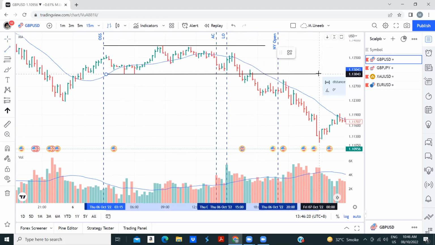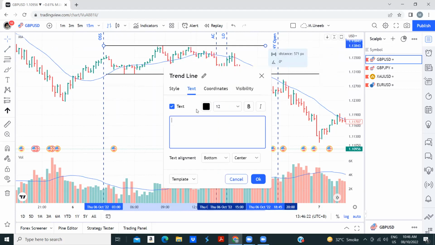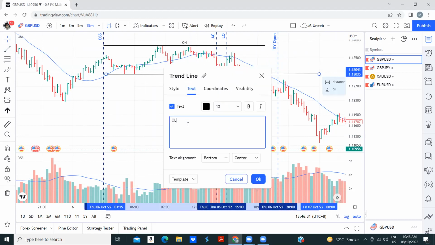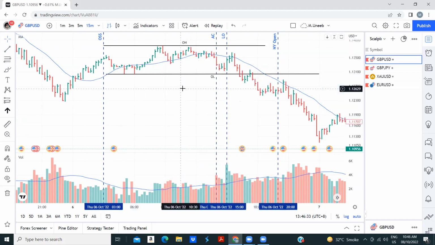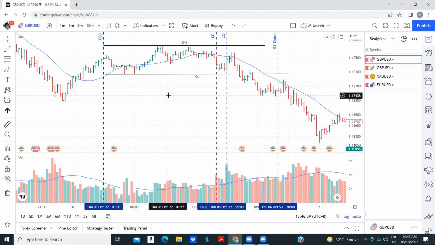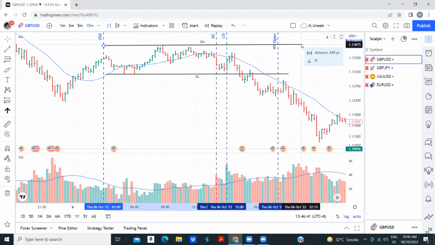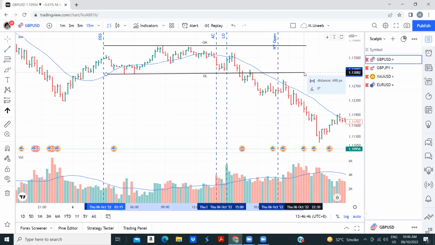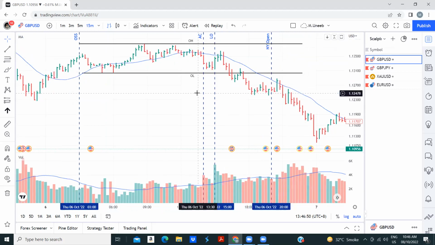We just mark it as what? Overnight high. We mark it as what? Overnight low. And now we have overnight low.